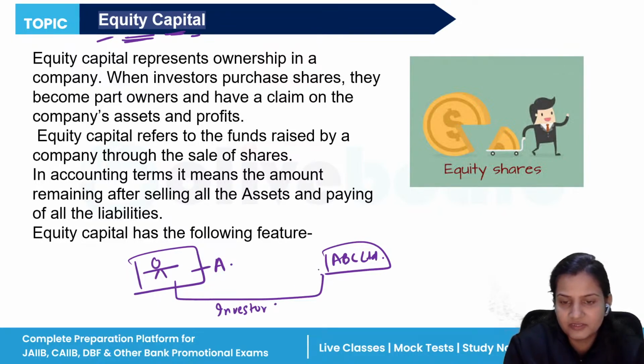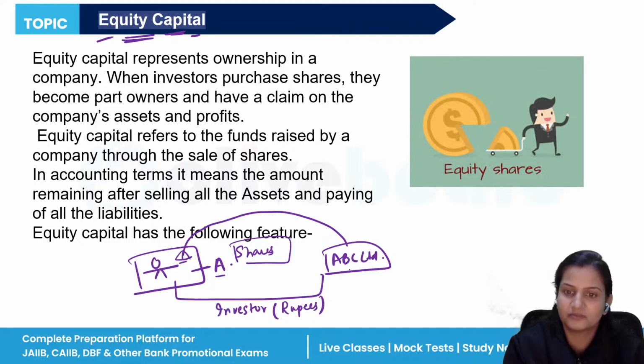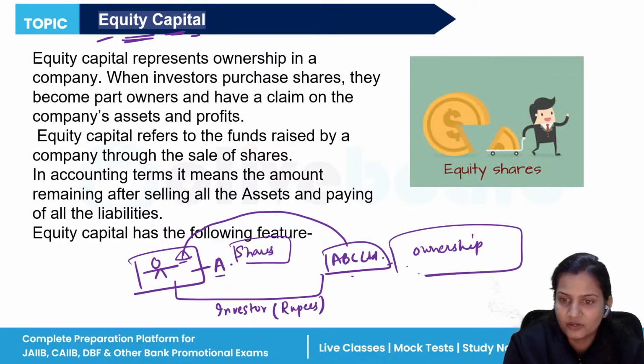Now, if he wants to invest in this business, what will the business give him? If this person invests, he will first give rupees. And in return, ABC Limited will sell their shares to this particular person A, and in return for these shares, the person will invest rupees in this ABC company. Now, when he is investing in this company, he is taking a part of the ownership. And when this person takes a part of the ownership, this person becomes an equity shareholder.